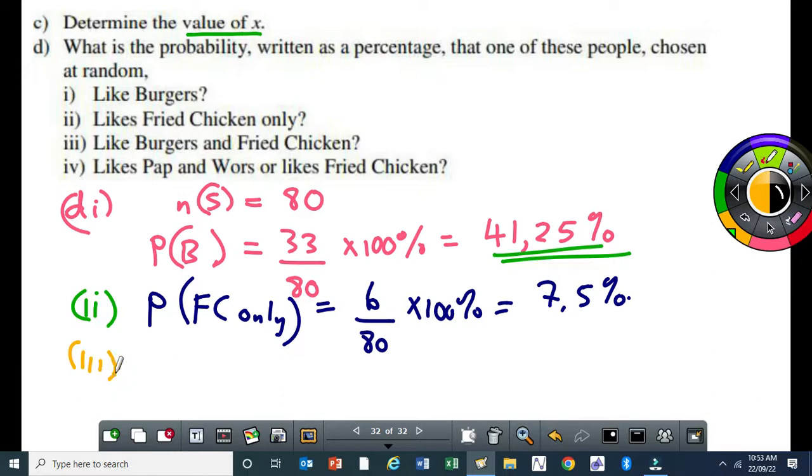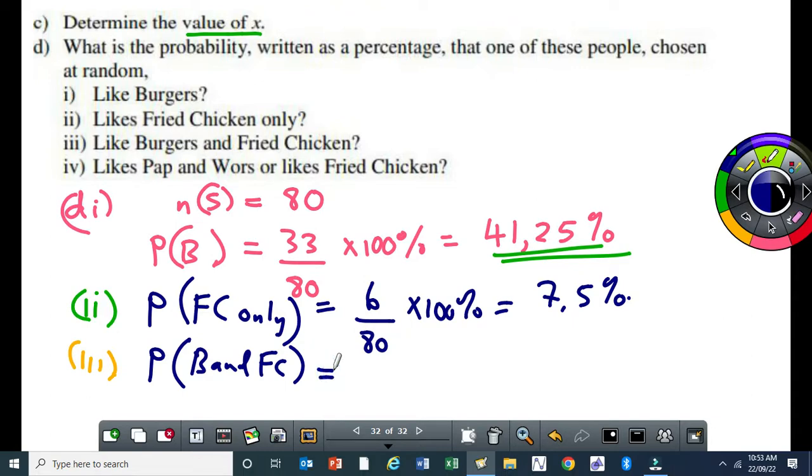Okay. So that would be P, it would be PB and FC. Because it's not only, we can't take the 10. So that would be 19 divided by 80 times 100%. That gets 23.75%.